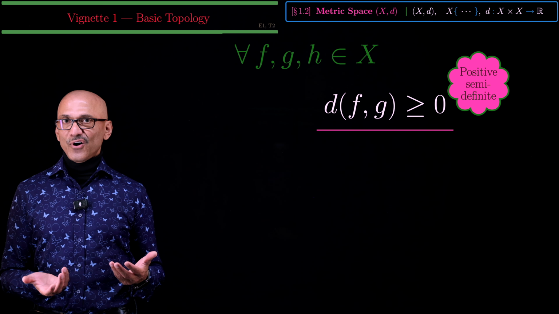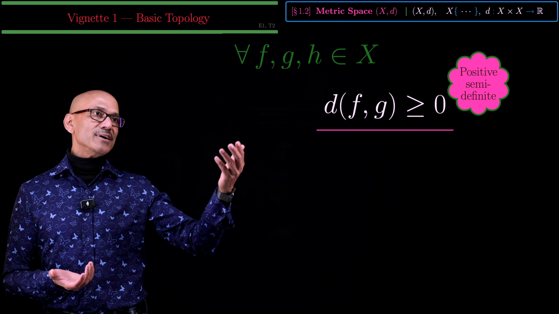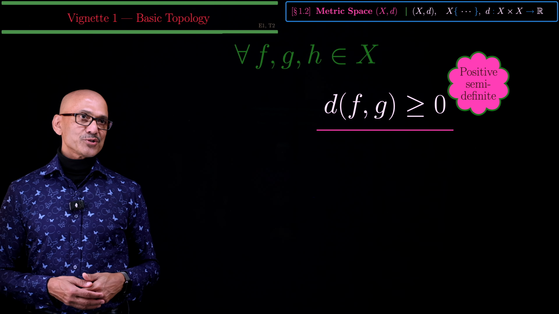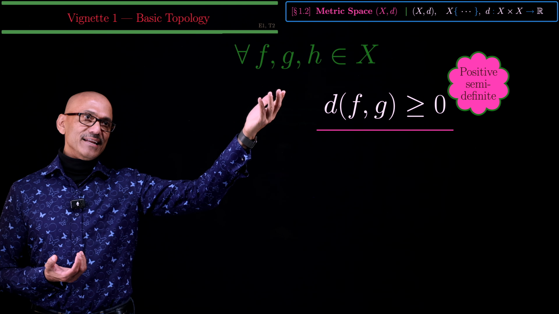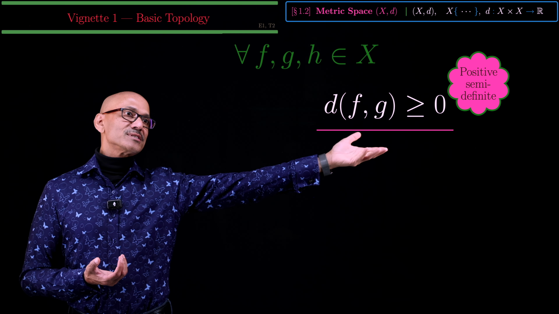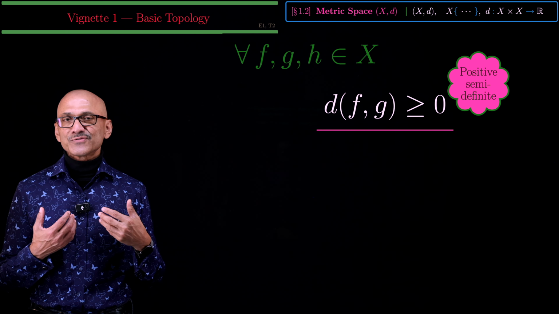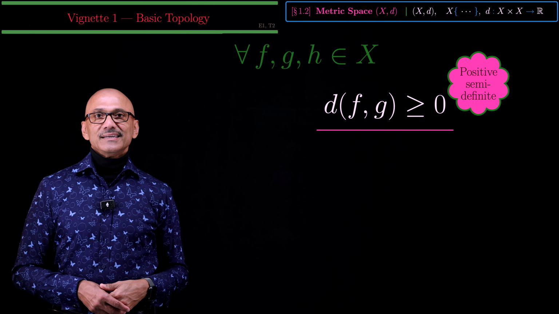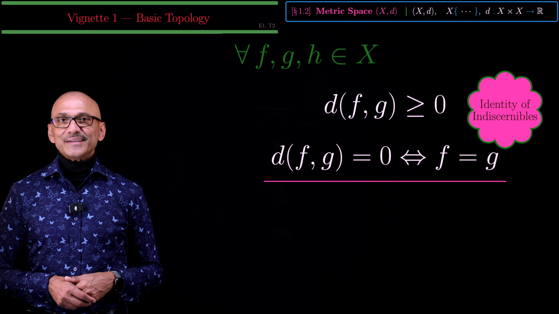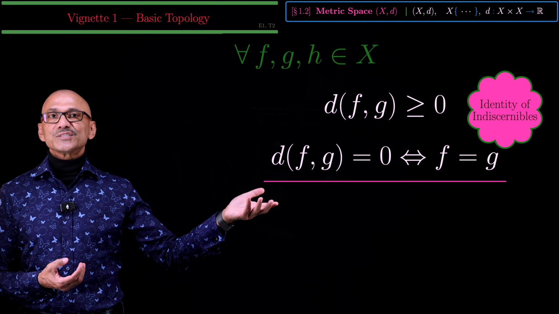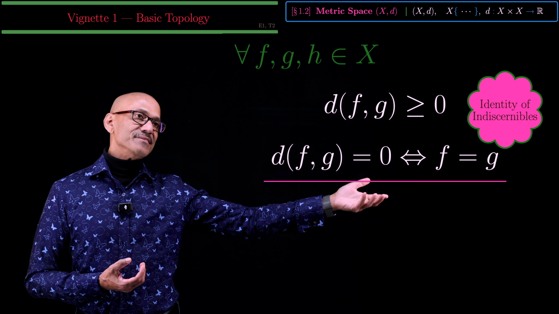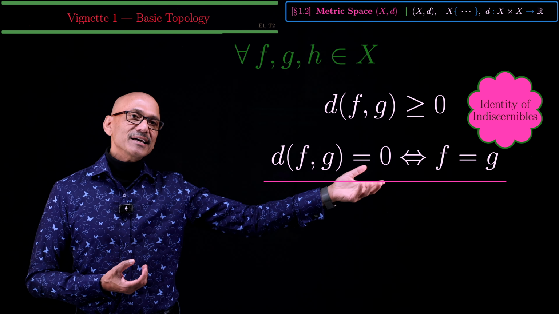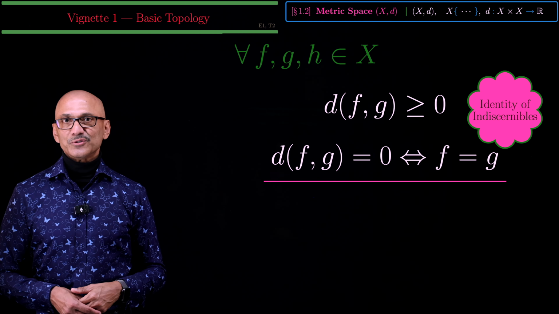In what is to follow, it will be convenient for us to think of X as a space and its elements as points in the space. And so, for all points F, G, and H in the space X, the positive semi-definiteness property states that the distance from any point F to any point G is non-negative. The identity of indiscernibles property states that if the distance from F to G is 0, then they are necessarily the same point. And conversely, going in the opposite direction, the distance from F to itself is 0.